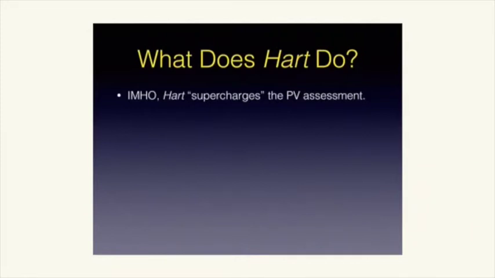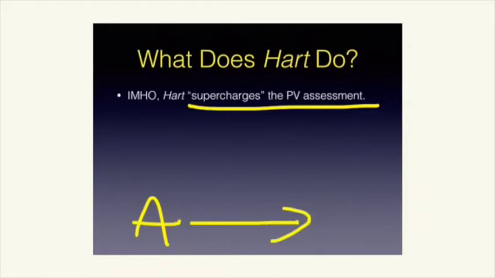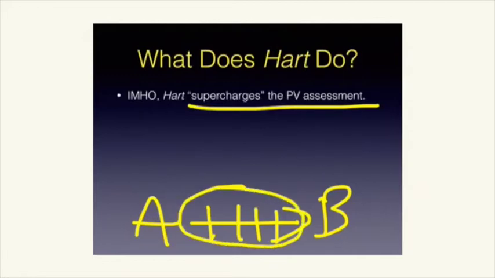Now, how does Hart deal with this? Well, I think Hart addresses the problem in Mr. Big by what I call supercharging the probative value assessment, by asking courts to look more carefully at these inferences that get us from point A to point B, and where there are significant weaknesses in these chains of reasoning, that evidence might not have enough probative value to be admitted. Let me show you how that goes.